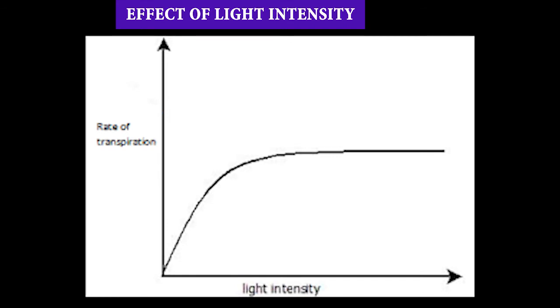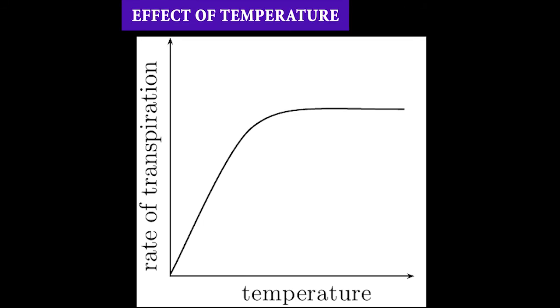Number 3, light intensity. The presence of light makes plants open up their stomata in order to make food. Since the stomata are open, water evaporates through them, leading to a greater water loss. So the more the light intensity, the more water is likely to be lost by the plant. And number 4, finally, temperature. The higher the temperature, the faster water evaporates and the faster it diffuses out of the leaf into the atmosphere.